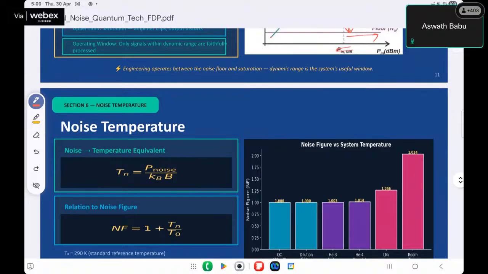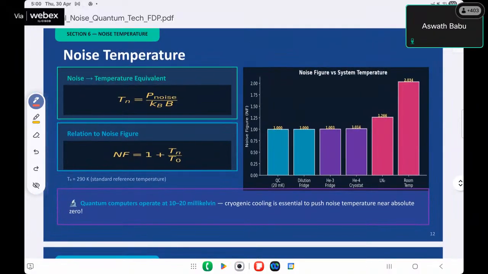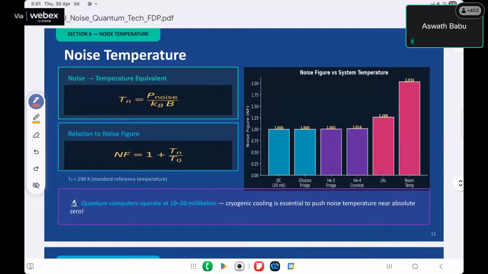Fine. The next question is noise temperature. How temperature affects noise, and how it can be represented in terms of the noise factor itself. You can say there is a power involved in the noise. Noise comes with its own power.